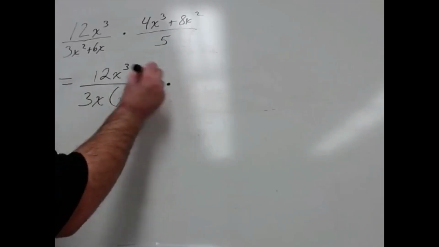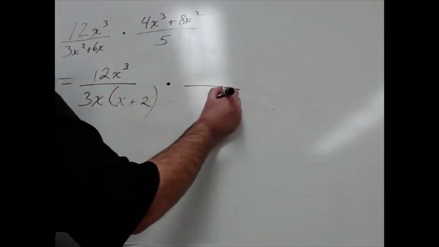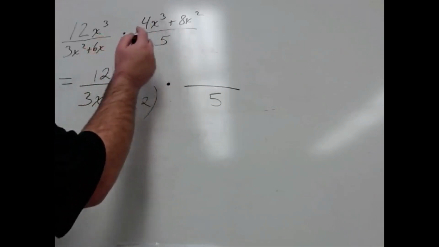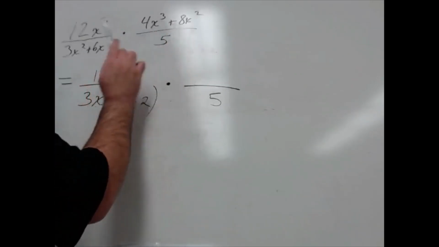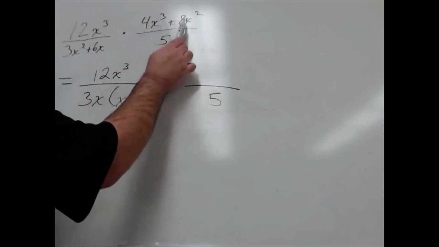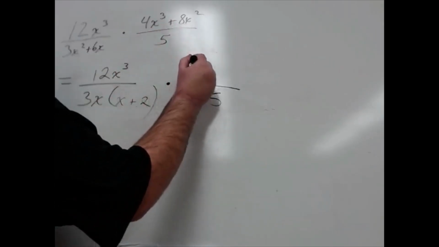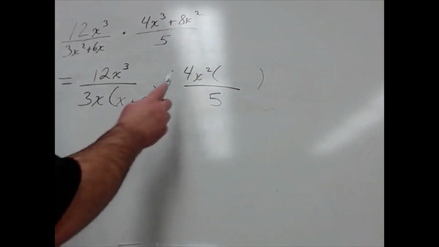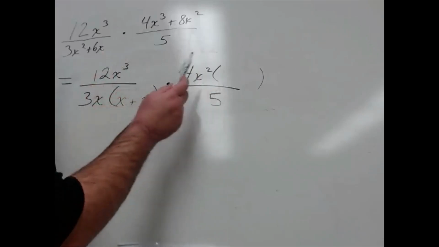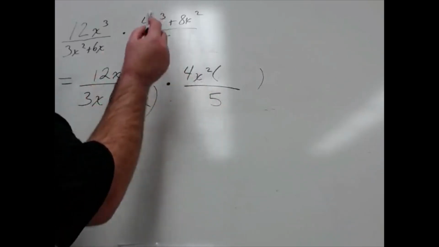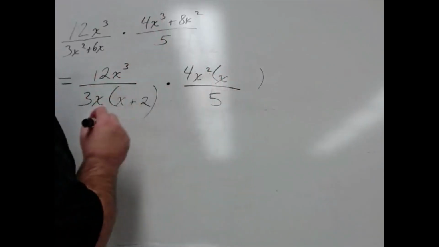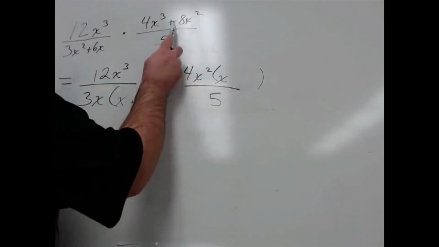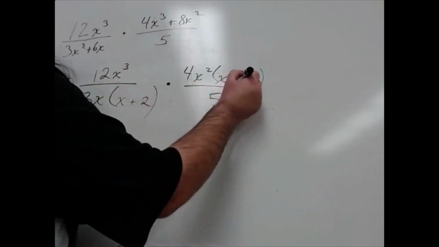Next fraction. So my 5 I can't do anything else with. These two terms up here have a common factor of 4. And this has x cubed and that's x squared, so my common factor would be 4x squared. 4 times what gives me 4? Well, 1. X squared times what gives me x cubed? X. Alright, now for the next term, 4x squared times what gives me 8x squared? So that should be 2.